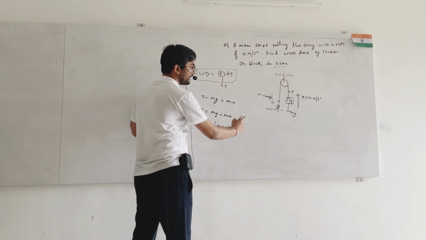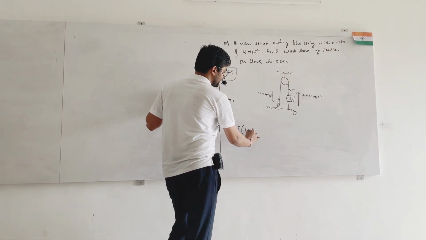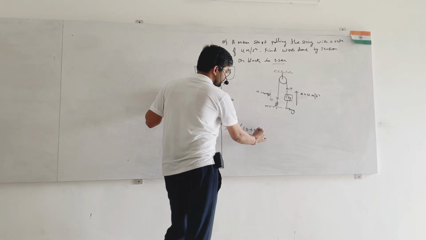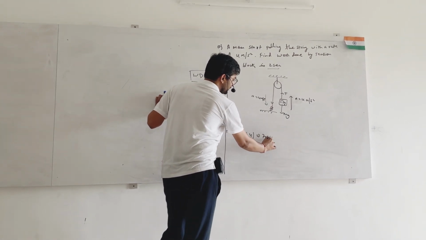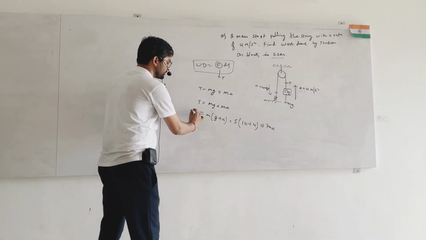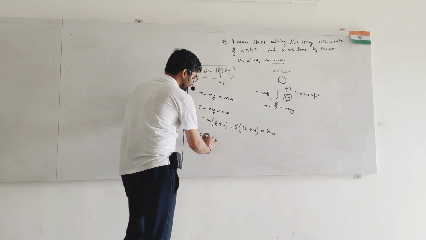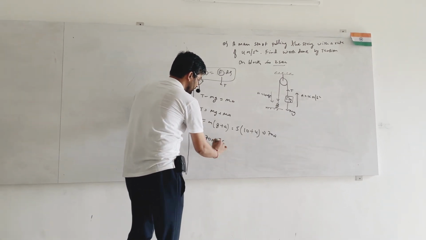Now g is 10, m is given to you as 5, and a is given to you as 4. So this value is 70 Newton. So T comes out to be 70 Newton. That is also equal to F.